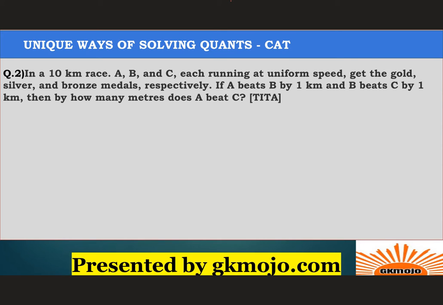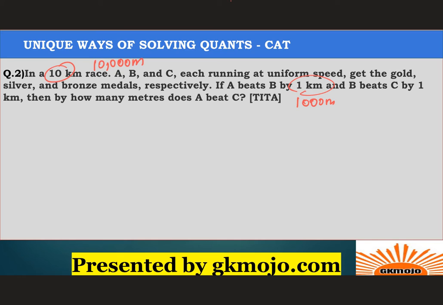In a 10-kilometer race, A, B, C, each running at a uniform speed, get the gold, silver and bronze medals respectively. If A beats B by 1 kilometer and B beats C by 1 kilometer, then by how many meters does A beat C? So basically, 1 kilometer has been given. We'll convert it to meters. So this 10 kilometers will also be 10,000 meters, and this would be 1,000 meters.